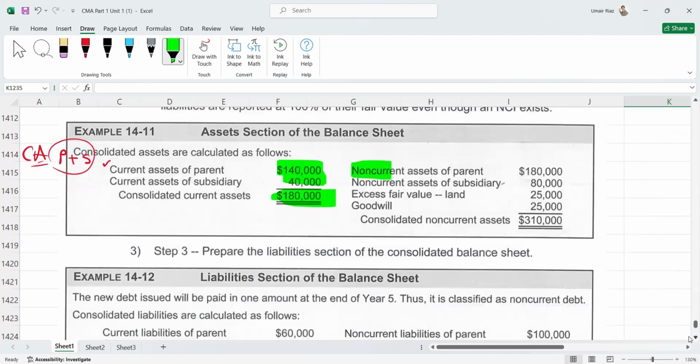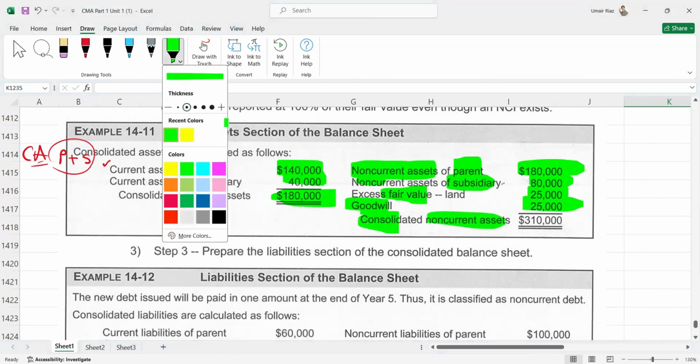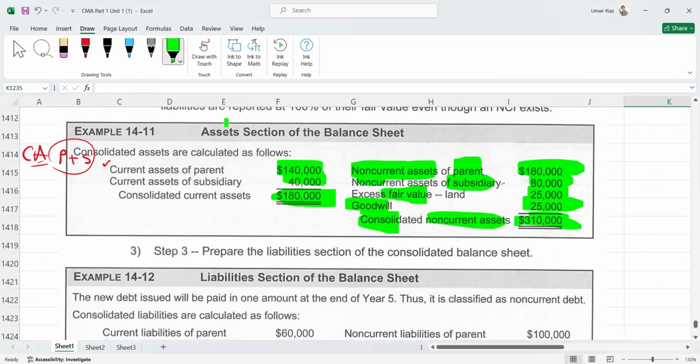So first we'll take non-current assets of parent, then non-current assets of subsidiary, then the fair value adjustment, because fair value is more than carrying value. If fair value is more, we'll add. If fair value is less than carrying value in assets, we'll write this 25,000 as minus. But here fair value is more than carrying value, so we'll write 25,000 as positive. And then we'll write goodwill, which we have calculated, 25,000. So this is consolidated non-current assets. Understood? So the asset section is ready, right?